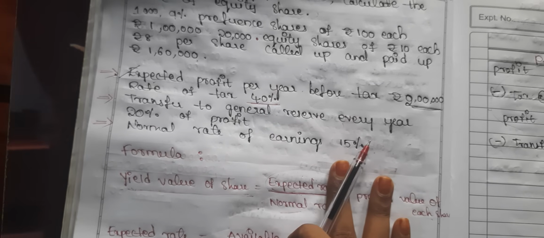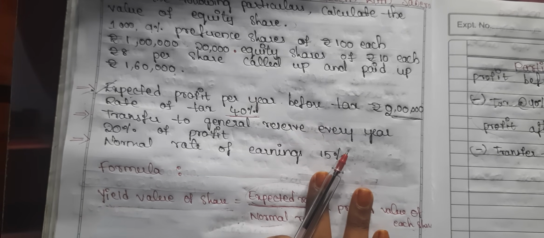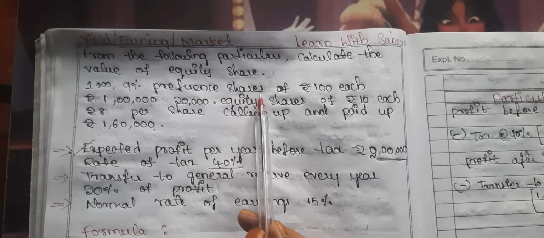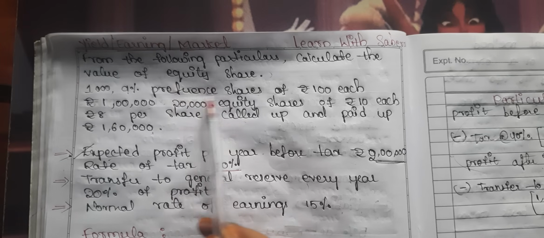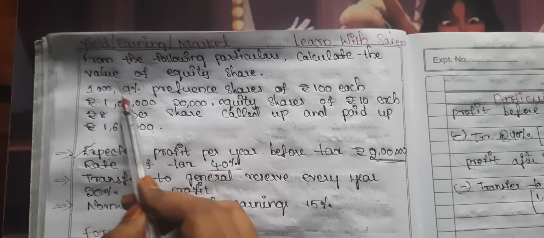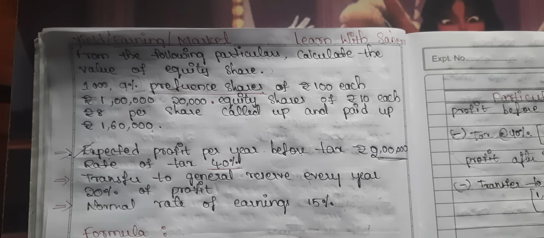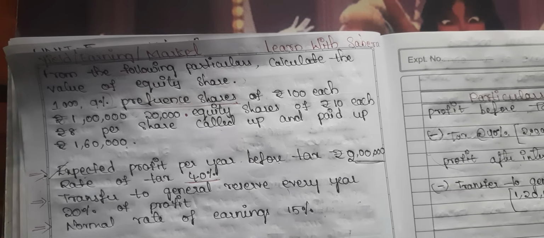Do we have any dividends in the question? Have a look. Dividends are nothing but your preference shares, right? It is 9% on the preference shares. So we will be taking this as well. You need to write it here.